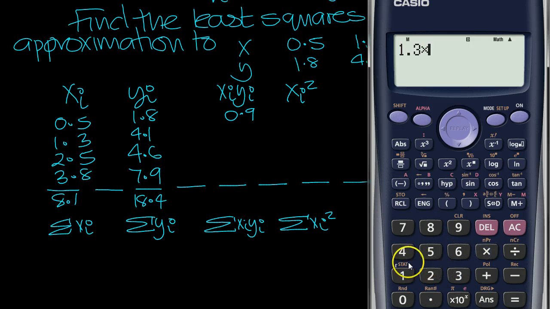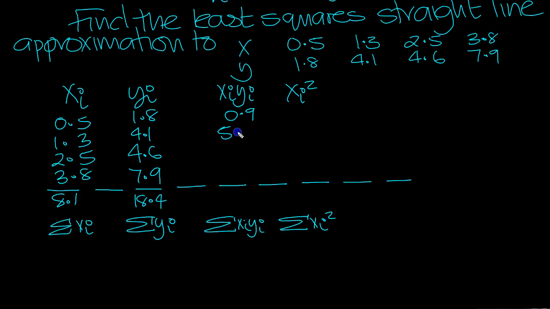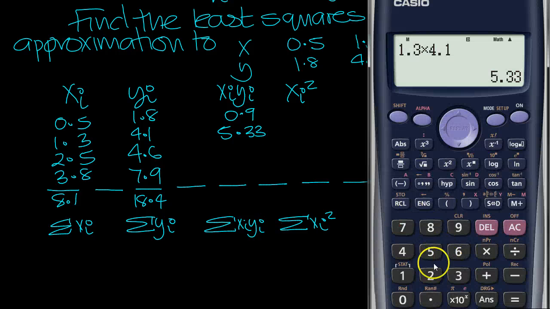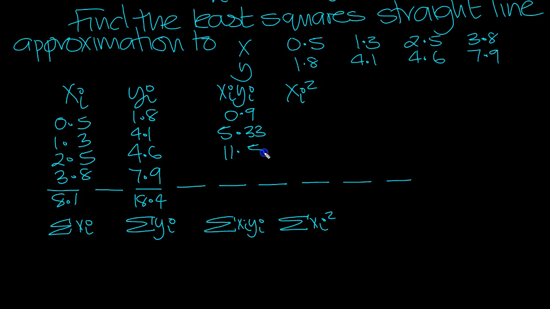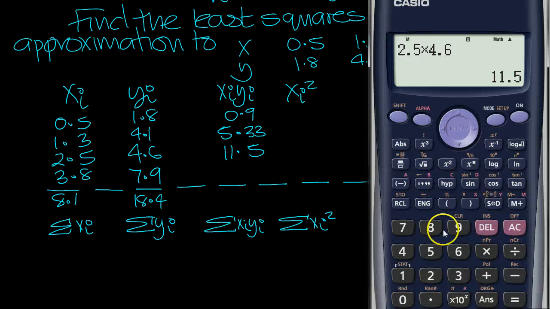1.3 times 4.1. What do we get? 5.33. 2.5 times 4.6 is 11.5. And 3.8 times 7.9. The good thing is you get method marks if you do a table like this, even if you get the end result wrong. 30.02.